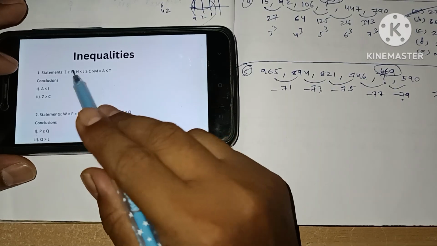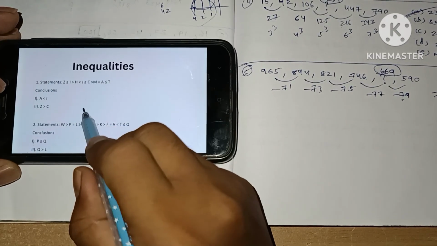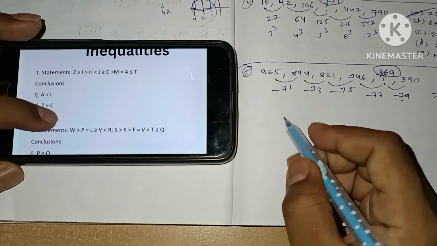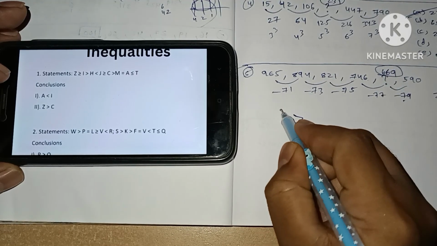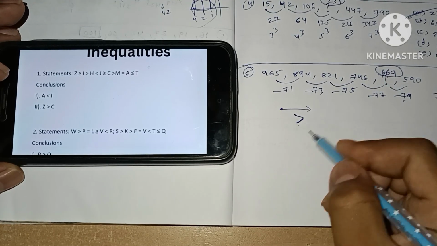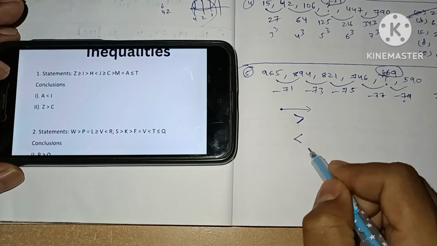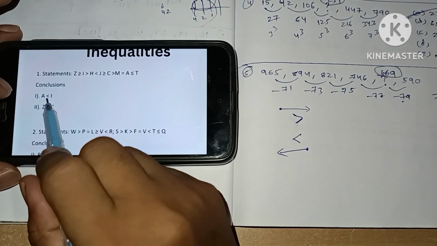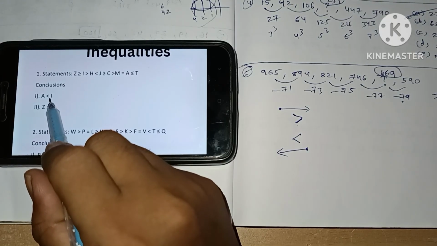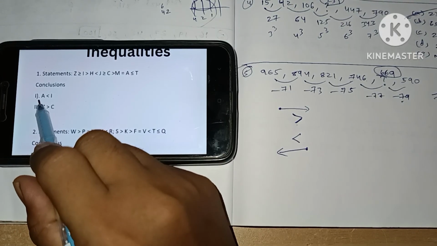Now we are going to see inequalities. The method we use for inequalities is the flow method. If we see a symbol like this, we say that the flow is from this side to this side. If we see a symbol like this, the flow is from this side to this side. Let's see with questions. First conclusion, the flow from I to A.